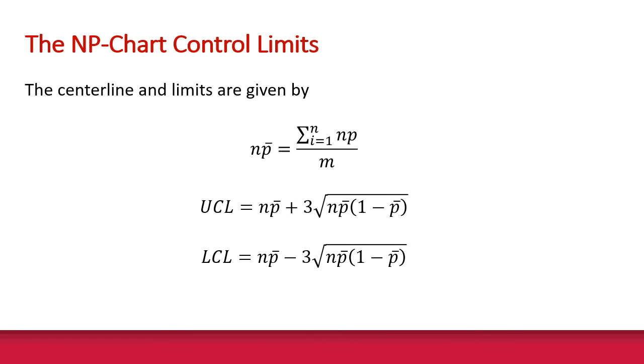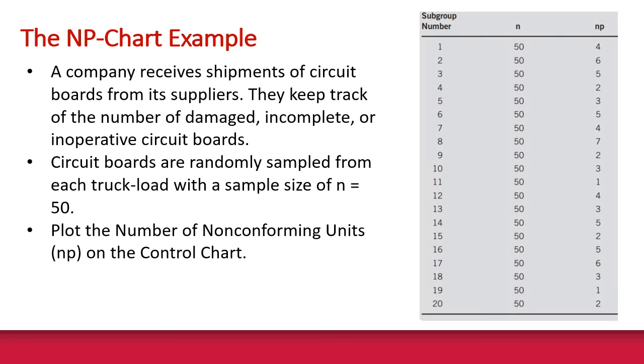The NP control chart limits are given by the following formulas. First, we calculate the center line, then we calculate the upper control limit and lower control limit. Instead of explaining these mathematically, I think I'm going to show you how they work in a particular example. I think you'll understand a lot more clearly how to apply these. So let's take a look at our example.